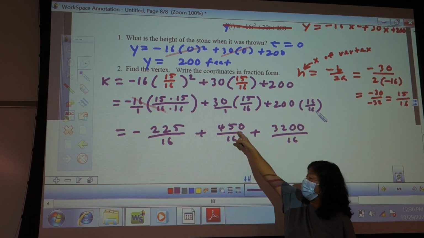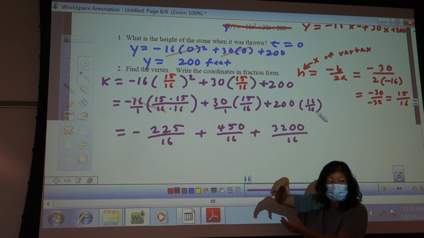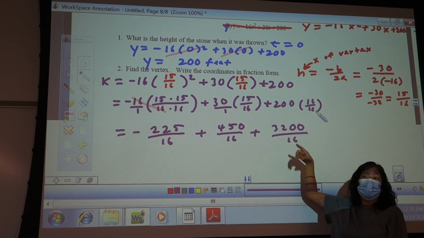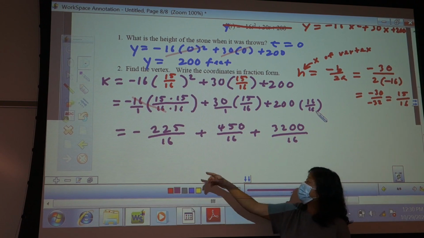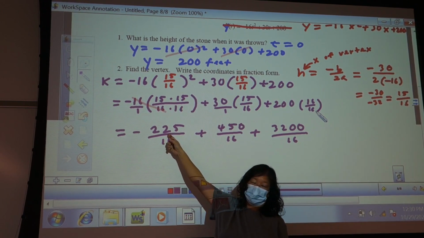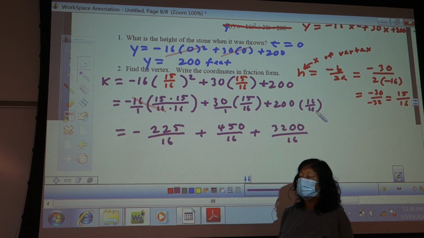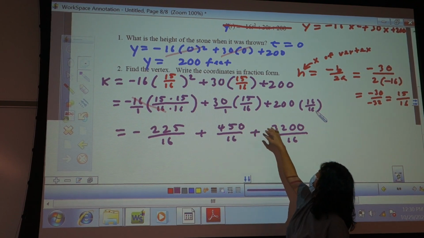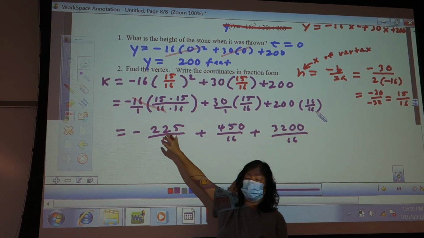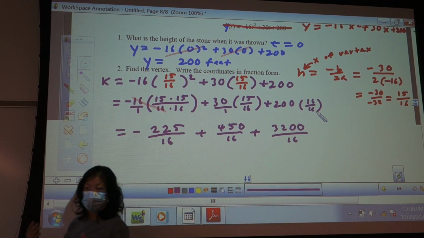How many here? So here I have 450 of those small slices. Here I have 3,200 of those small slices. And here I owe somebody 225 of those small slices. So altogether, how many do I have? I have 450 plus 3,200 of them minus 225 of them. Does that sort of make sense for folks?